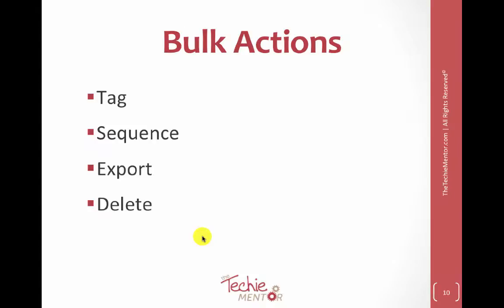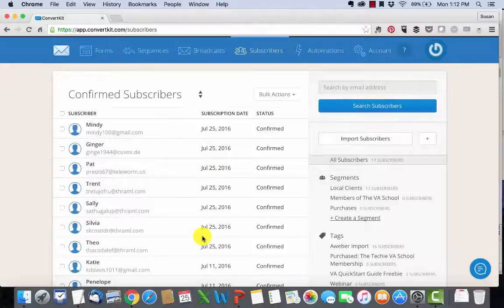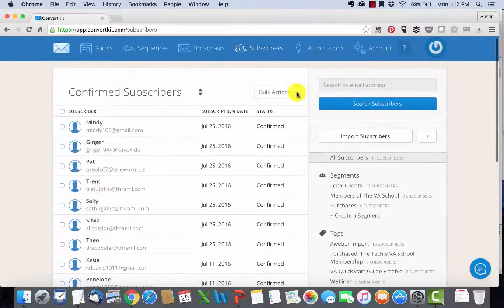And so then you have your bulk actions, and this means that you can do multiple things on multiple subscribers. You can tag them, add them to a sequence, you can export them, or you can delete them. Okay, so here's your bulk actions, and none of these show up. Notice I'm actually clicking on the button, but nothing's happening. You have to actually select them here.